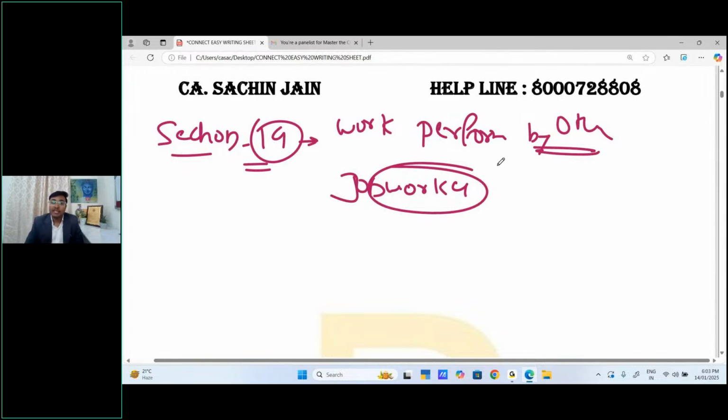And if the principal has supplied or transferred any capital goods to the place of job worker, and if the same has not been brought back within 3 years, in that case it will be treated as supply. The same thing is mentioned in section number 19. And the memory technique is, मैं कुछ करूंगा 21 करूंगा, दूसरा कोई काम करेगा 19 करेगा. That means work performed by others, that is job worker.